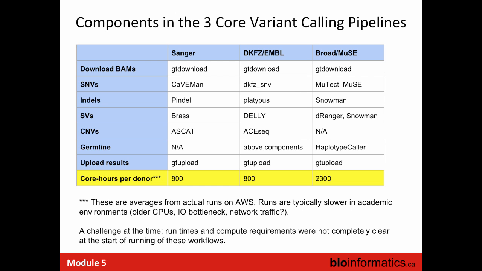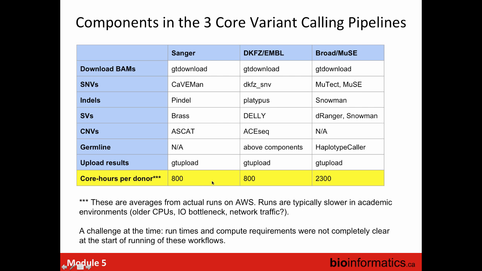Here's a list of their algorithms if you're a bioinformatician and are curious about what was done. In each of these pipelines, we call SNVs, single nucleotide variants, indels, structural variants, copy number, germline. They each have their own algorithm, but they all start off by downloading the data from Genos, and eventually they have to upload the data back to Genos. This is what George said before: you download the data when you need it, and when you're done, you upload it back, so you can kill your instance without having to save the data elsewhere.